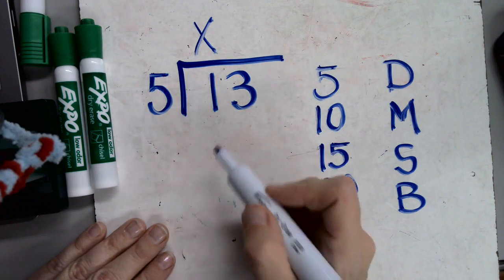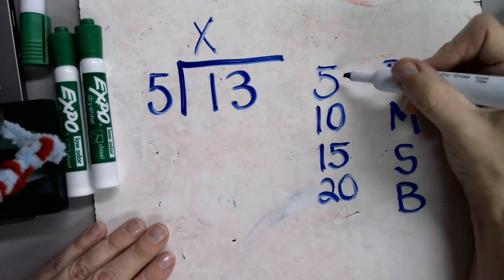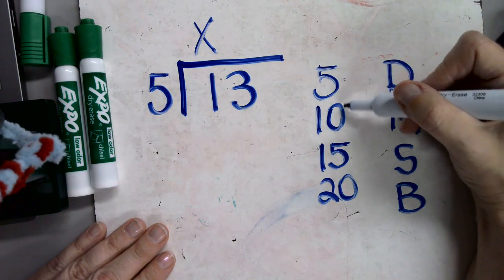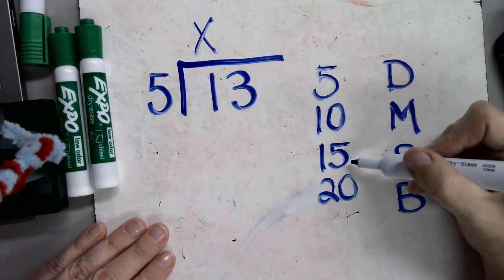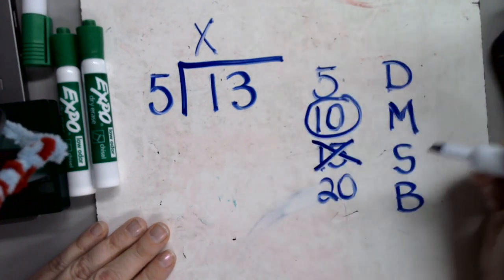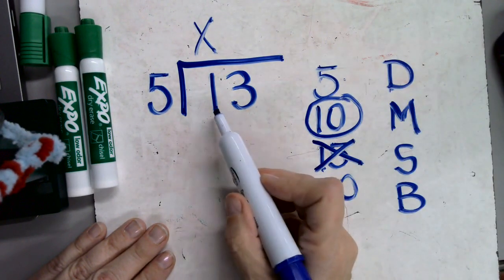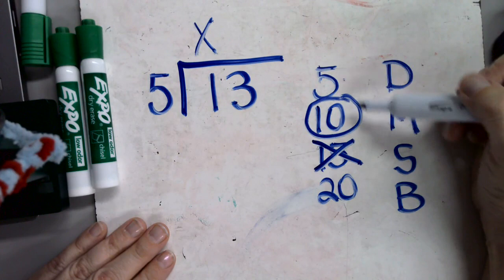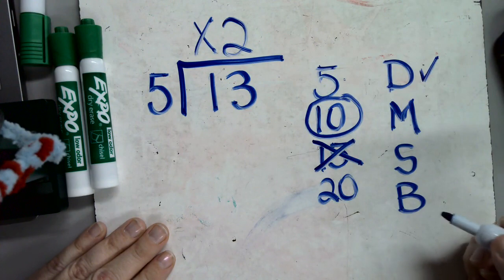How many 5s will it take to make 13 or almost 13? So let's see. I look at our multiples. 5 would work, but there's a better choice, a bigger number. 10 would work, but let's see what else we have. 15. Oh, that's too much. So we know 10 is going to be our best choice. It gets us as close to 13 without going over. So when we say 13 divided by 5, we're going to say it equals almost 2. 2. That's our divide. Next, we multiply.